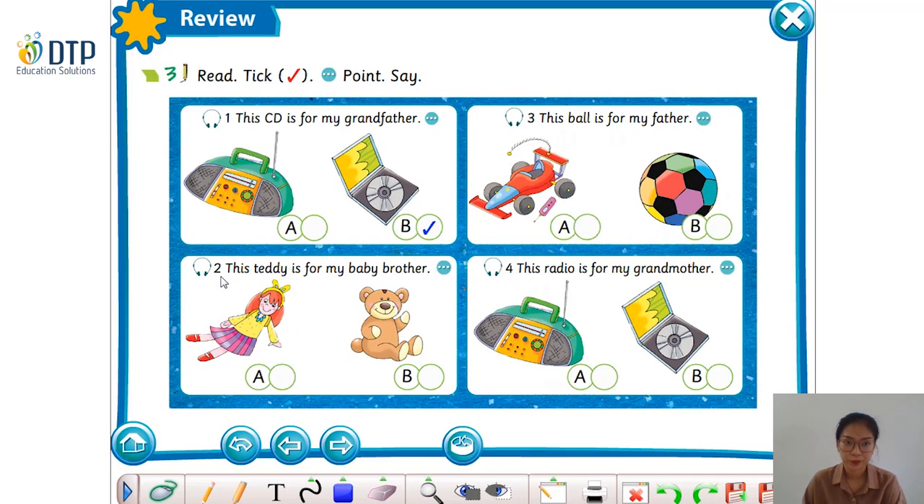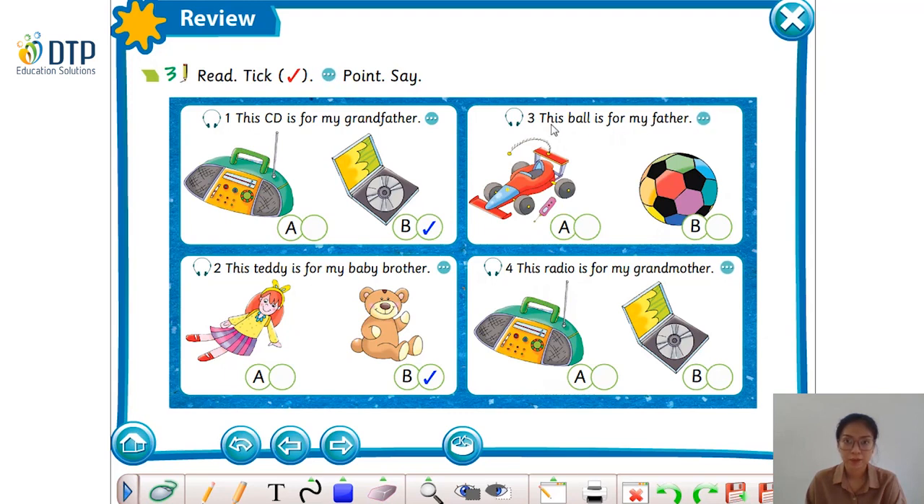Number two. This teddy is for my baby brother. So A or B? It's picture B. Very good. How about question number three?